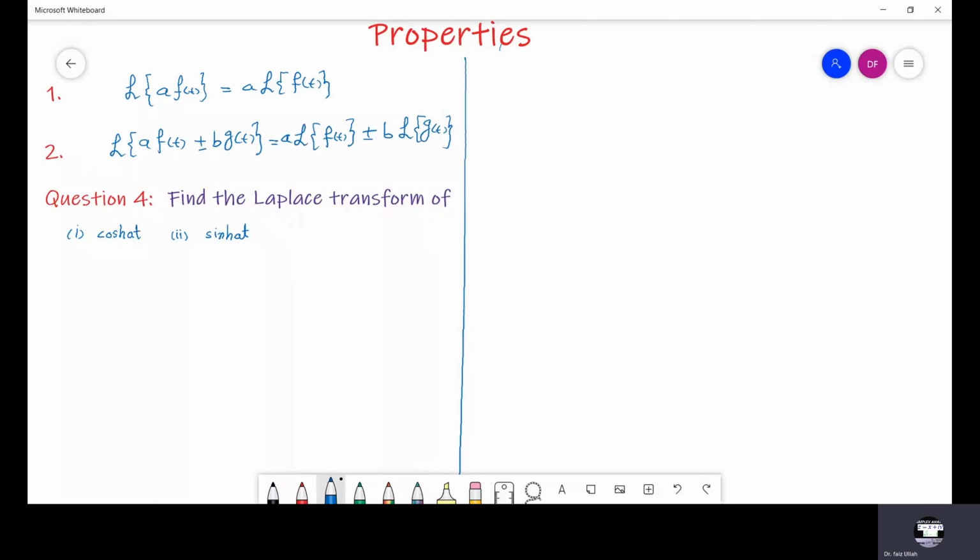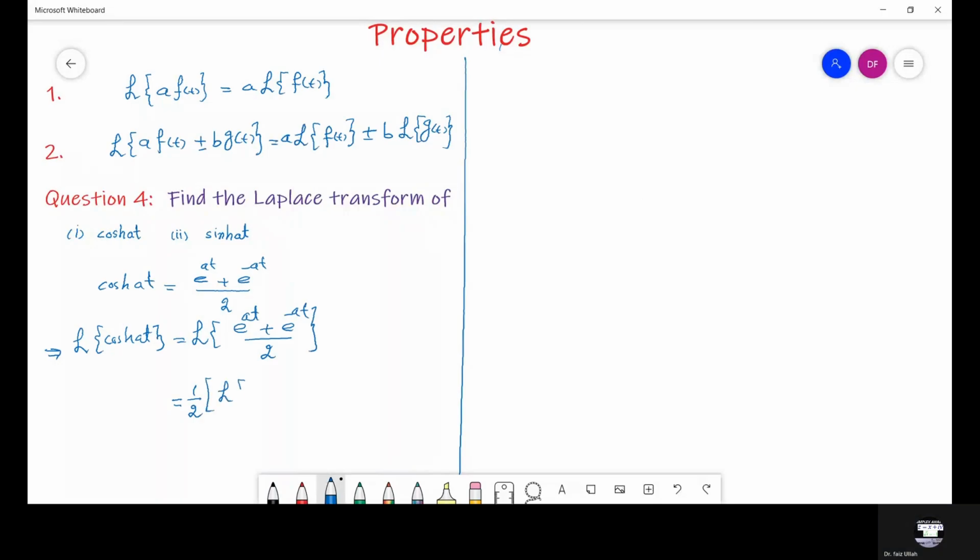And now let us solve question number 4. To solve part 1, here we can write that cos hyperbolic at is equal to e power at plus e power minus at divided by 2. And now let us take the Laplace transform of both sides. So we have Laplace transform of cos hyperbolic at is equal to Laplace transform of e power at plus e power minus at divided by 2. And now let us use the linear property, which says take 1 over 2 common.